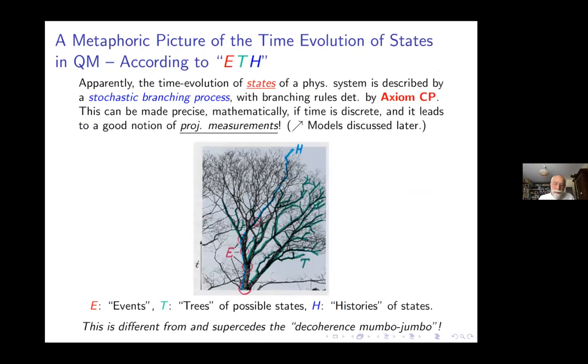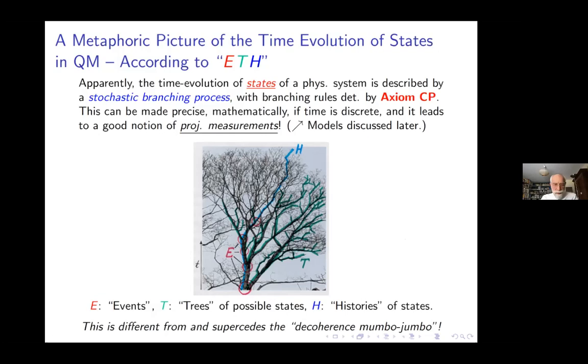This is a tree not far from where I live. You see that this tree has points where the different branches join. They correspond to events, and all the possible tree-like paths on this tree are the tree, and a specific path that passes through a specific sequence of events is called a history. So now you understand why the approach that I'm describing is called the ETH approach.